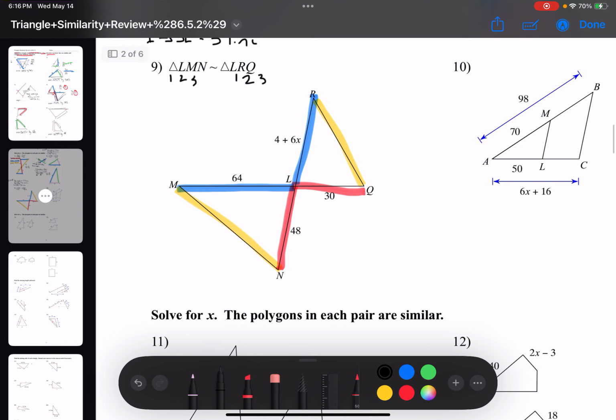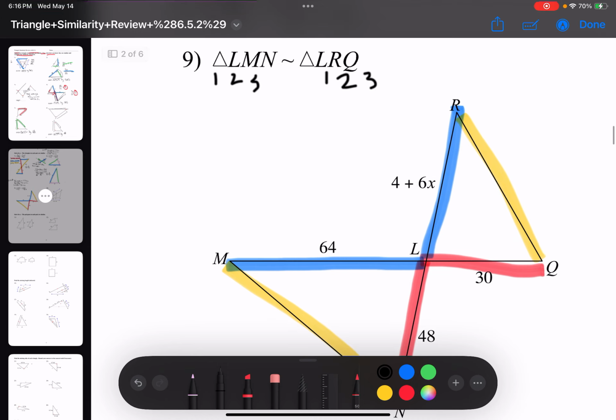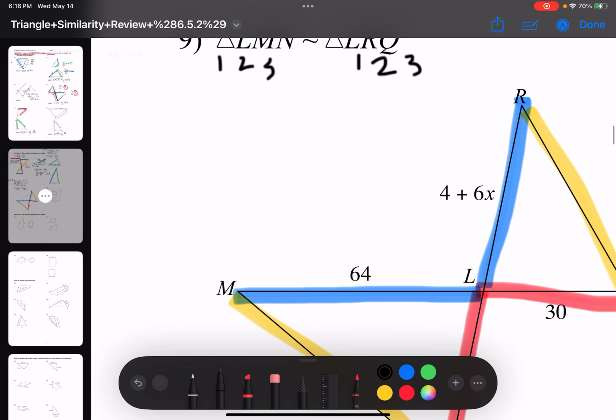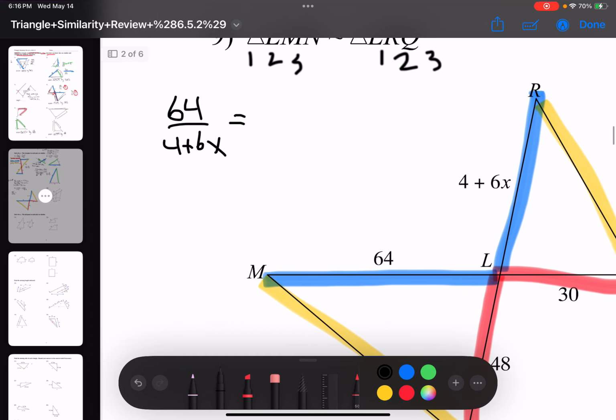Okay, boom. What do we do now? We're going to do cross multiplication. So you should know this by now. We're going to do our big numbers over our little numbers, and we're going to do the numbers that are highlighted as the same color. So 64, that is our big number, over 4 plus 6x is equal to, what is it? 48 over 30.